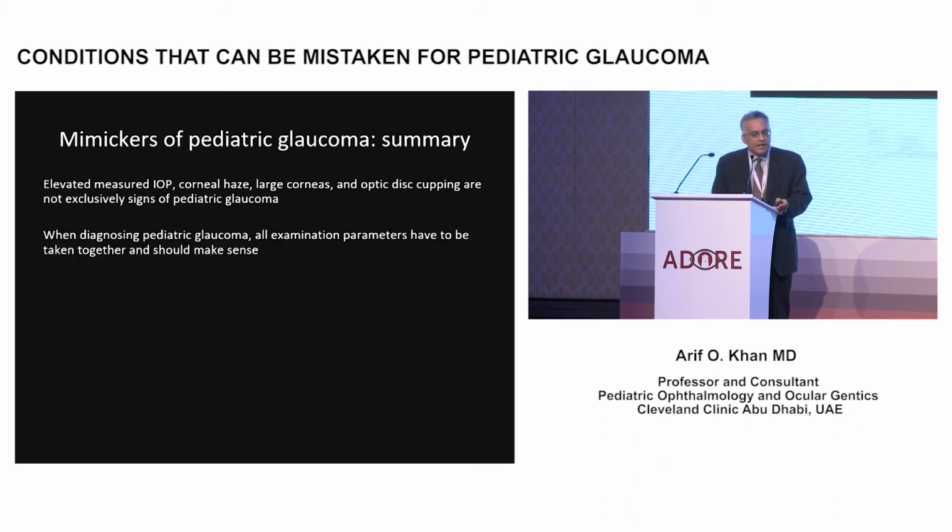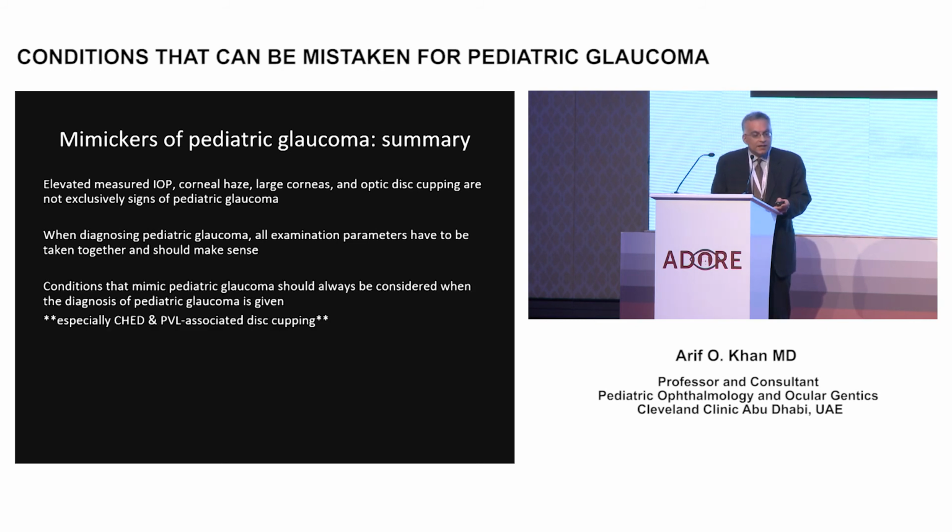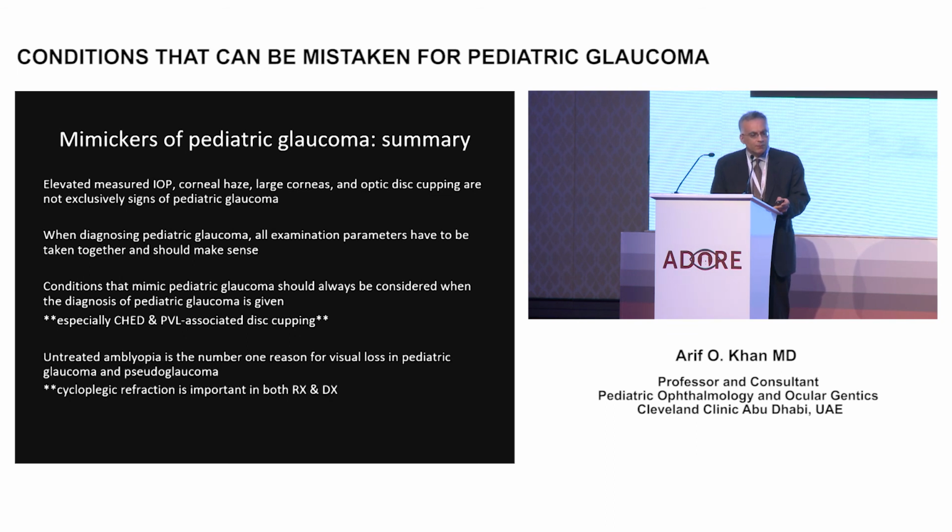So to conclude, elevated IOP, corneal haze, large corneas, disc cupping are not exclusive signs of pediatric glaucoma. We have to look at all examination parameters together when we make a diagnosis, and this all should make sense because there are conditions lurking out there that can mimic pediatric glaucoma. In my experience, the two most common conditions misdiagnosed as pediatric glaucoma are CHED and periventricular leukomalacia-associated optic disc cupping.